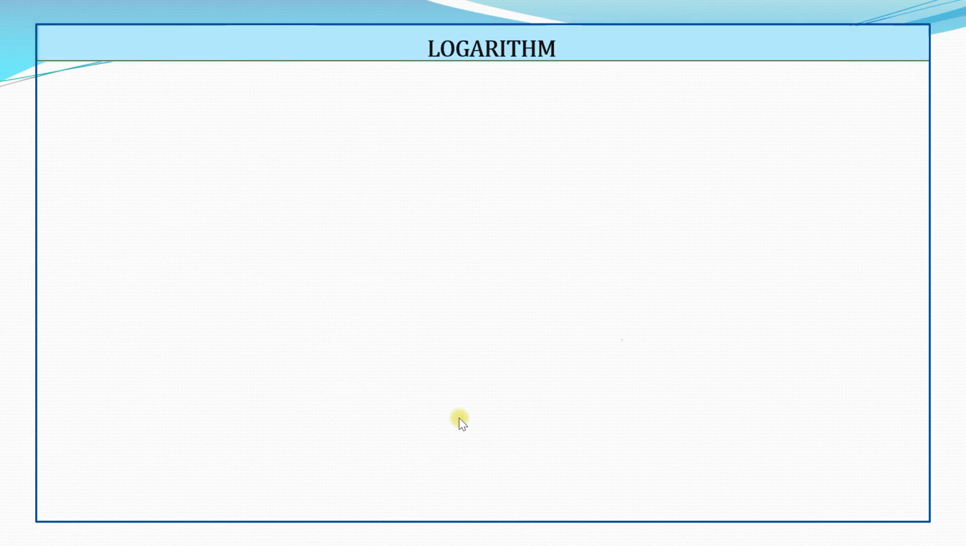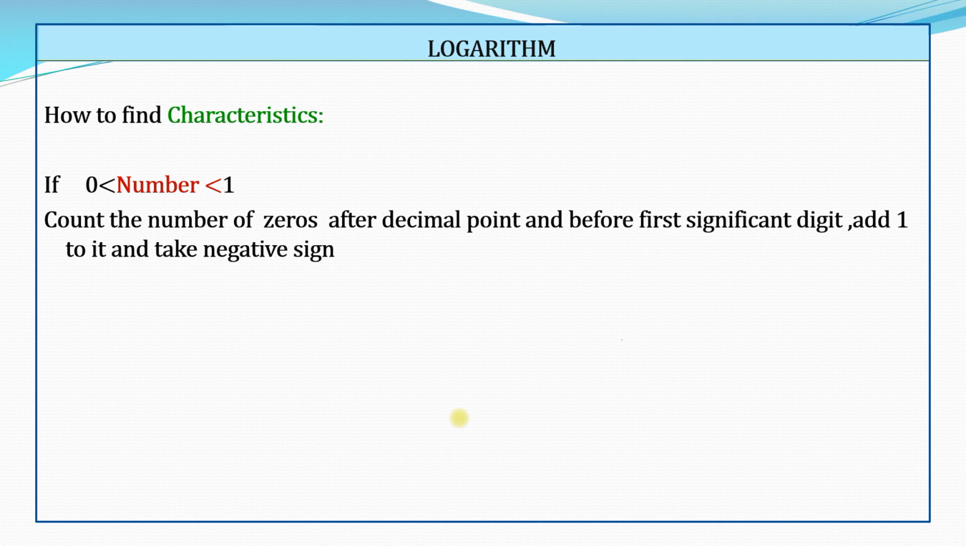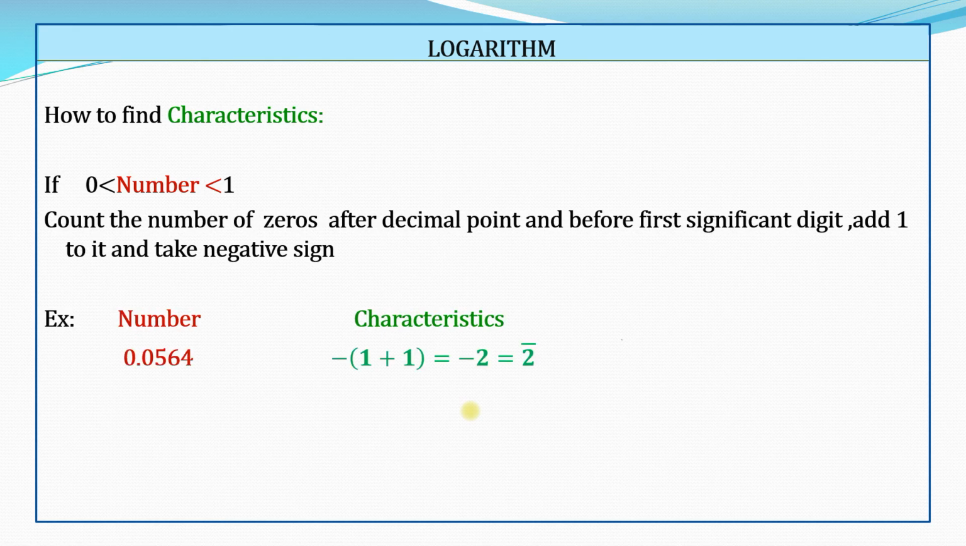Now let's see how to find the characteristic of a number between 0 and 1. What you have to do is count the number of zeros after the decimal point and before the first significant digit, add 1 to it and take the negative sign. Now let's take some examples.